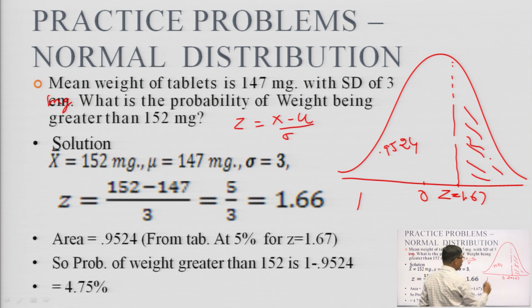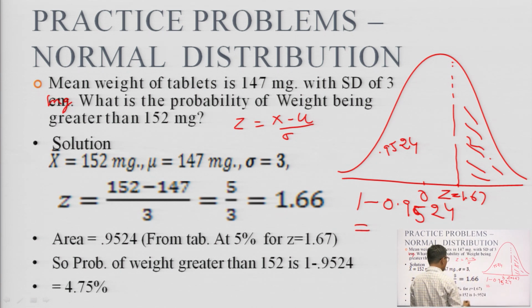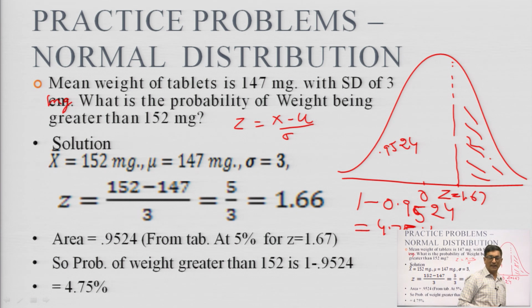Now we know the total area is equal to 1, so we subtract: 1 minus 0.9524, and it will be equal to 4.75%. So this is the probability that a tablet has weight more than 152 milligram. This is the answer.